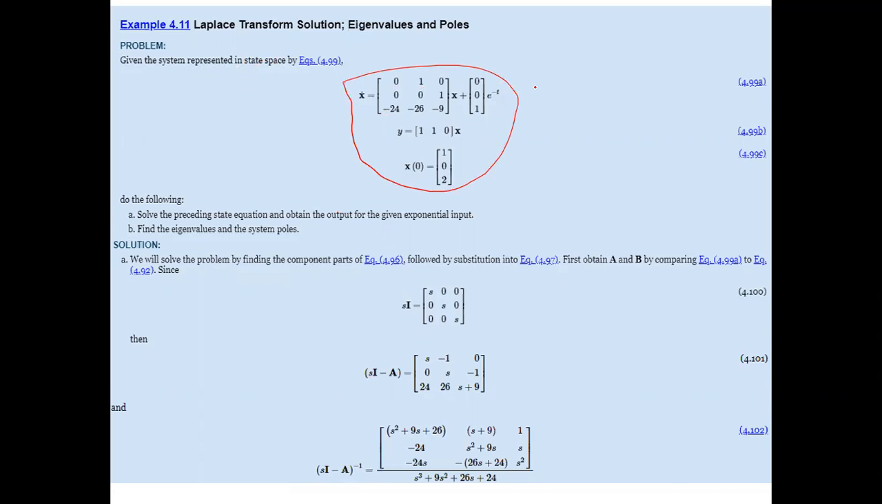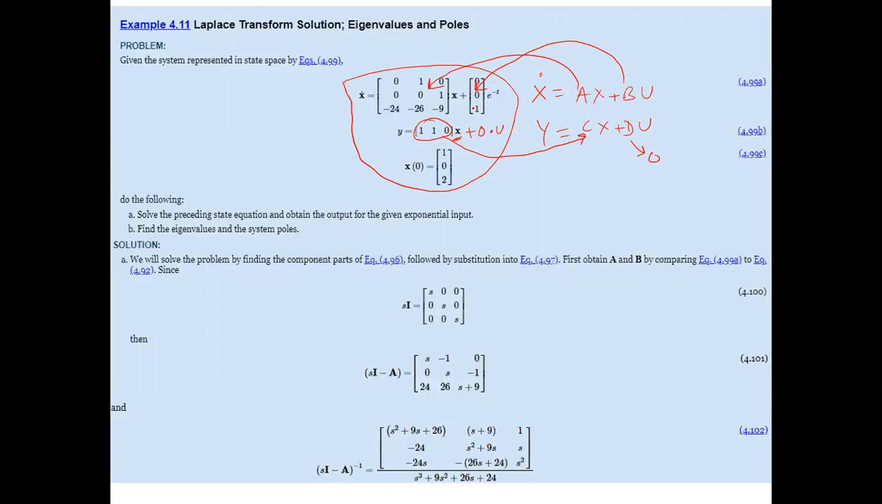Which is x dot equals Ax plus Bu, and y equals Cx plus Du, right? So this is C, this is x, and D is 0, 0 times u. So D is 0. And C is this guy here. This is C, this is A. And this is B, right? This guy is B.